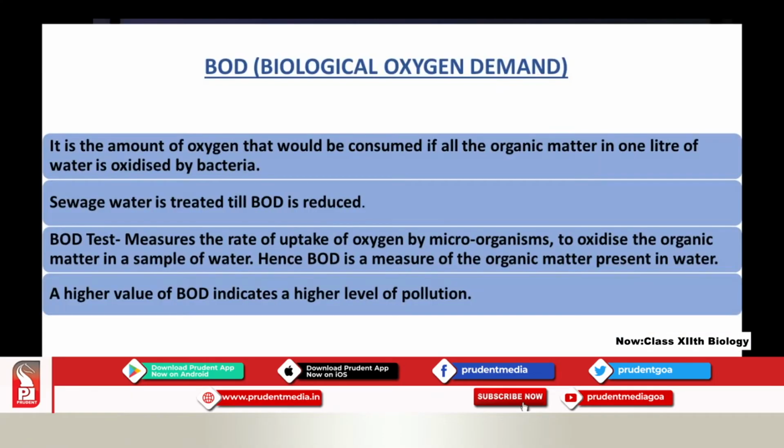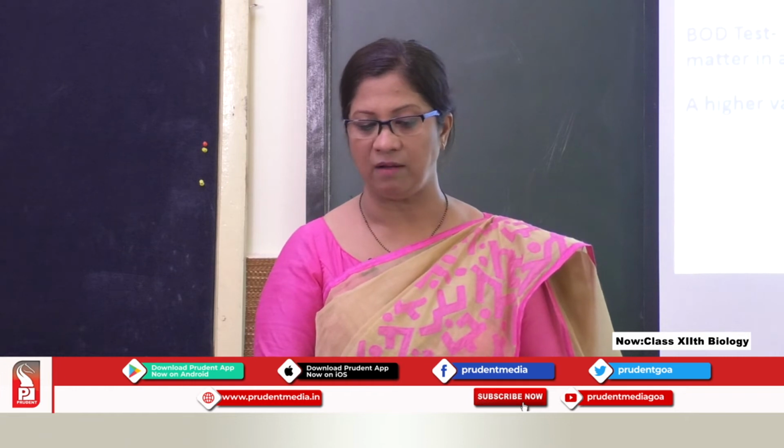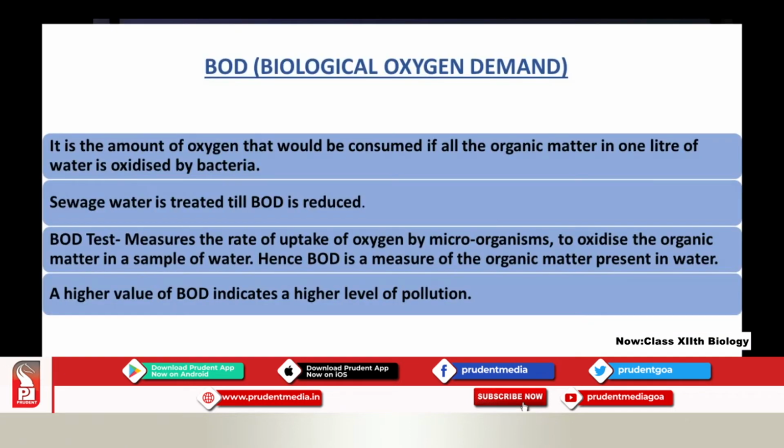Now, what is BOD or biological oxygen demand? You are all going to study this in your practicals also, now in the 12th standard. When our college, when our institutions start, we are going to do the practical to find the BOD, biological oxygen demand. Okay. Now, what is BOD? Listen carefully. Mark it down on your textbook thoroughly.